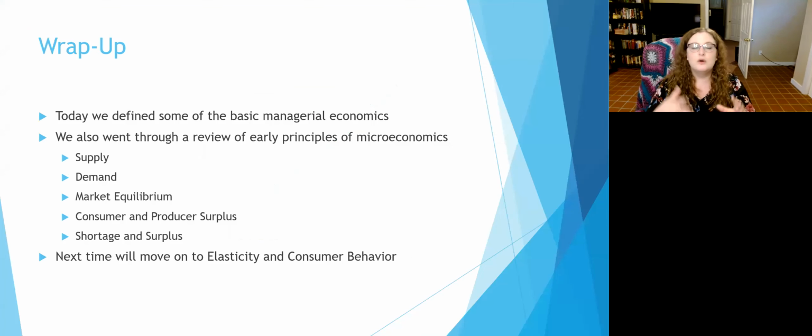So we did a lot of things this week, right? We defined some of the basic managerial economics ideas. We reviewed a lot of the early principles of microeconomics, because I know it's been years since you maybe looked at this stuff. We looked at supply, demand, market equilibrium, consumer and producer surplus, shortages and surpluses. Next week, we're going to start moving to elasticity and consumer behavior. This is when we're going to start looking at how people react to price changes and how we can put that in a way that we can calculate and compare across different types of products or services.